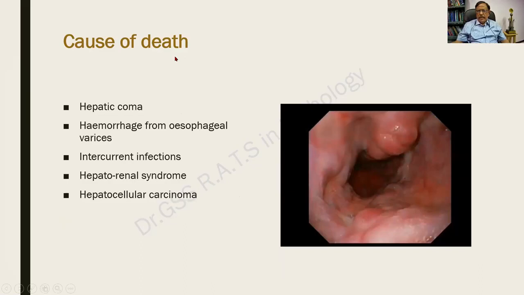But the cause of death can be a hepatic coma. Because the nitrogenous products are not metabolized, it can lead to a hepatic coma. Hemorrhage, particularly from the esophageal varices. Intercurrent infections, decreased immunity, hepatorenal syndrome, and rarely a hepatocellular carcinoma. All these can be the causes of death.